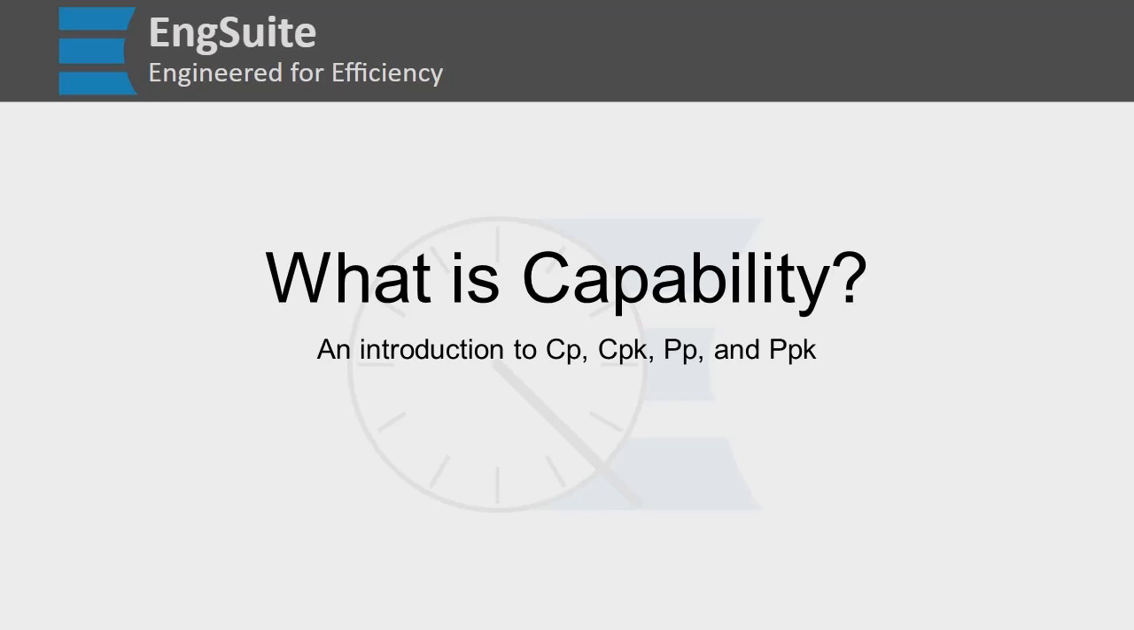Today we're going to talk about capability. This is going to be an in-depth introduction to Cp, Cpk, Pp, and Ppk, what we would otherwise call capability. So in this introduction, we're really just going to talk about what these values mean, how we derive them, how we calculate them, and why we get certain values for passing and failing.